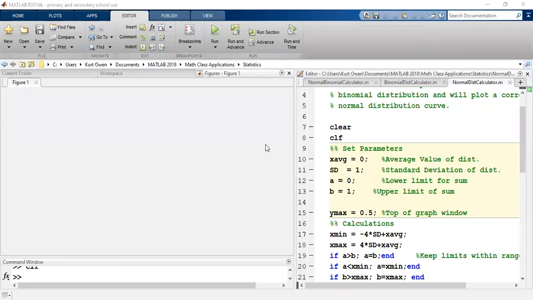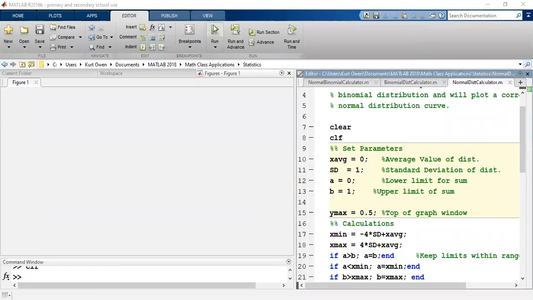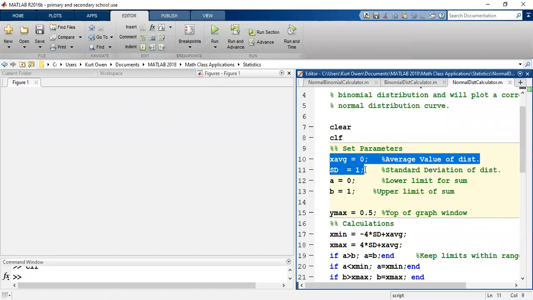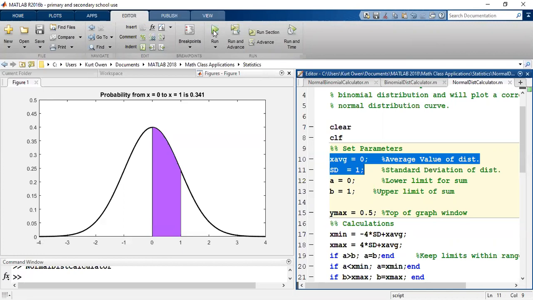Okay, this is a very quick video on how to sketch the bell curve when you know the mean and standard deviation. Okay, so this is the standard normal distribution with a mean of 0 and a standard deviation of 1. And I've shaded in from 0 to 1.